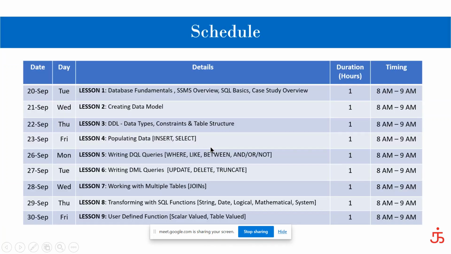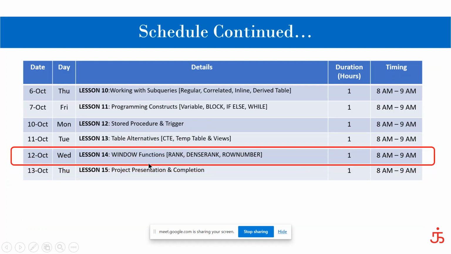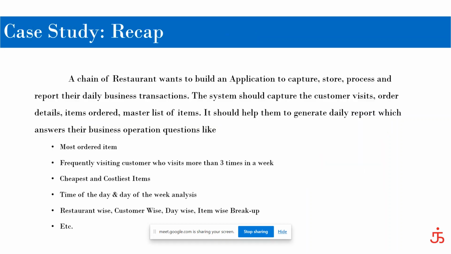We have finished all these sessions, and today we are here to learn about window functions. There are around 7 functions that we are going to learn: rank, dense rank, row number, and so on. Before we move on to the actual learning about the window function, let's have a recap about the case study that we have been following right from day one.